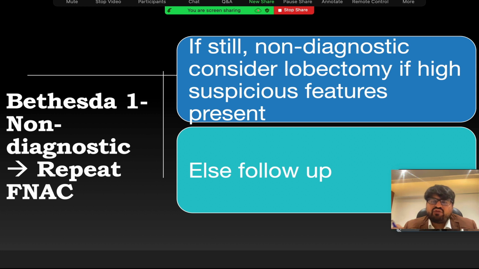When you have Bethesda 1, a non-diagnostic FNAC, the histopathologist cannot make any conclusion. In such cases, it's generally advised to repeat the FNAC. It's always a good idea to repeat the FNAC. If the patient is very apprehensive and it's a low risk nodule, you can follow up after 3 or 4 months. But generally what I do is repeat the FNAC at the right time. And in cases where you have very highly suspicious features, I directly send the patient to a surgeon to do a diagnostic lobectomy. But most of the time, the idea is to repeat the FNAC.